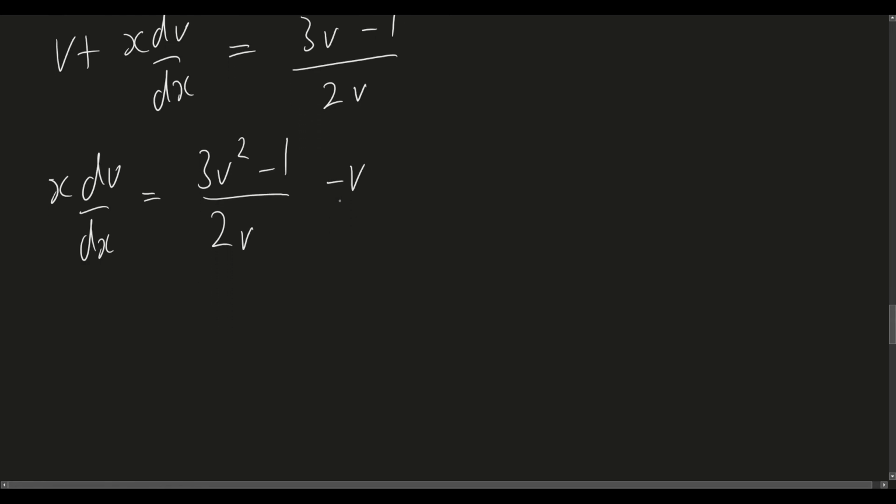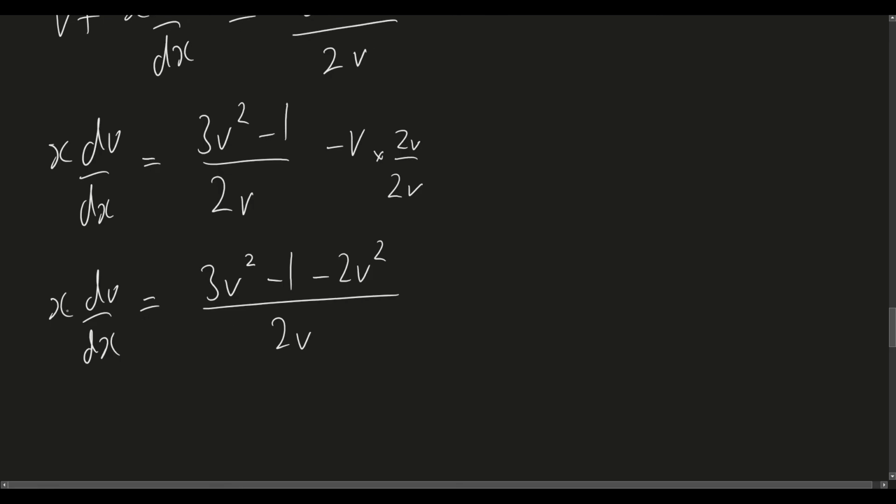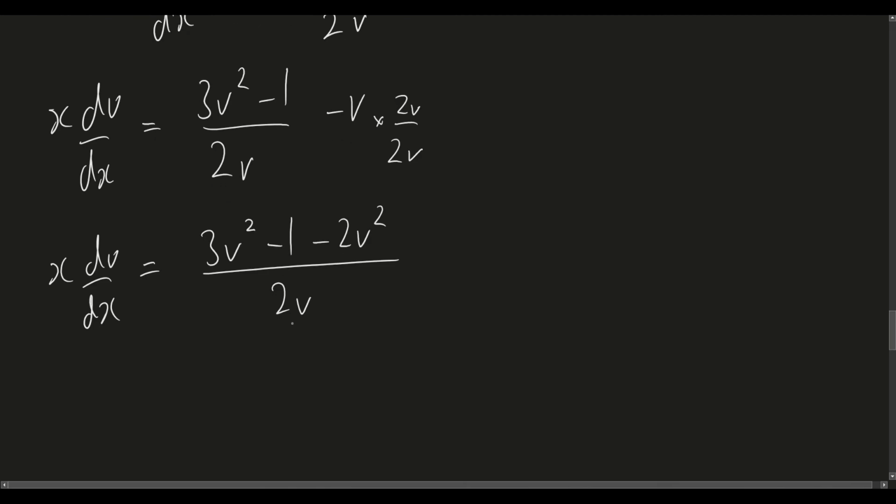Okay, let's make this so that we can actually work with this, so we'll have a common denominator. So I'll just times this by 2v on 2v, and then the right hand side will simplify out to become 3v squared minus 1 minus 2v squared, all divided by 2v, with x dv/dx on the left hand side. And now it is looking good, because what we can clearly see is that on our left hand side we've got an x, and on our right hand side we've got only v's. So finally we're at the point where we can start thinking about using our method of separation of variables and start integrating and actually solve this ODE.